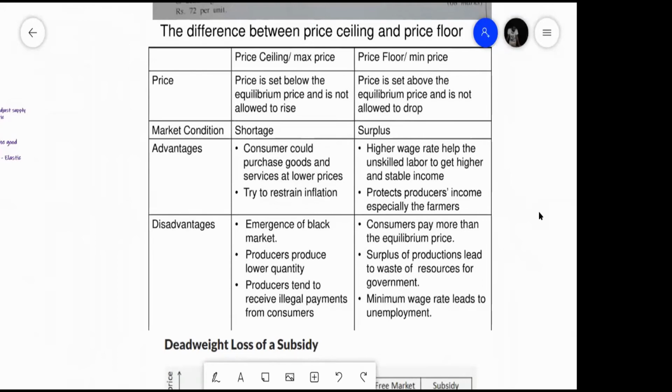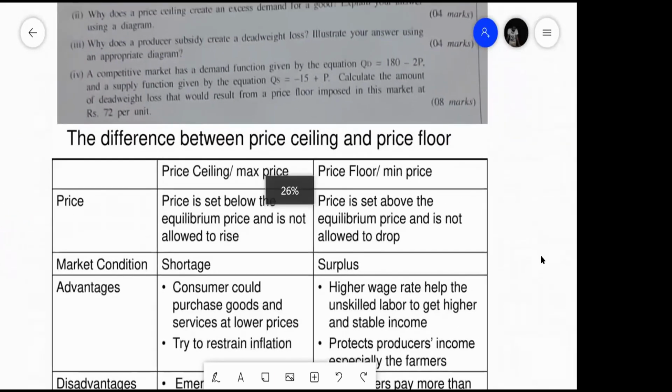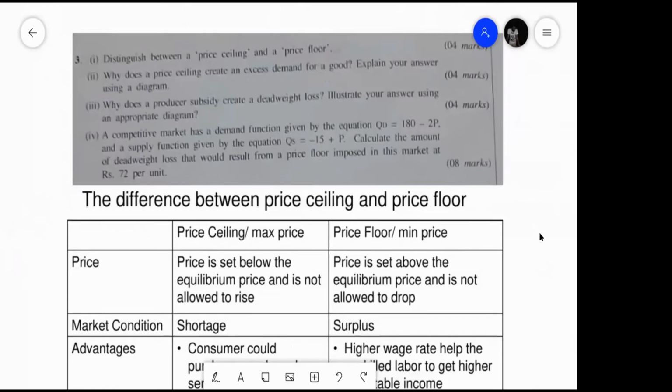So all you have to do is distinguish that, show that a price ceiling and a price floor are different. You can also draw the graph. Maybe they give you 1 mark to draw the graph also. So draw the graph and show the difference between them. Is that okay? Yes, price ceiling and price floor. Questions, anyone?